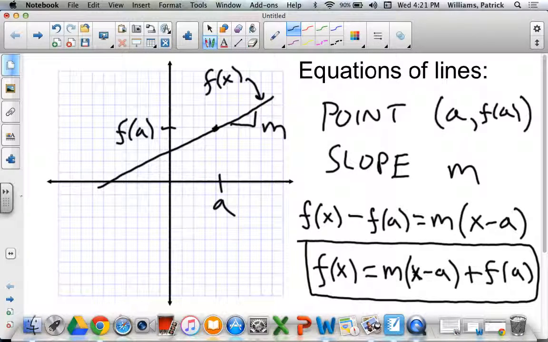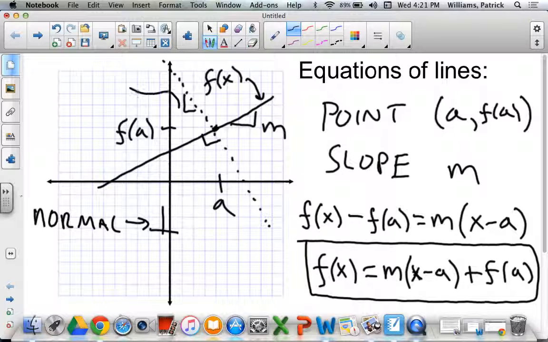Now let's pretend instead that I want the equation of a line normal to a curve at this point. Now remember the word normal, what does that mean? Well, normal in math speak means perpendicular, okay? So if we want an equation for a line perpendicular right here, the slope of this line is given by what? Well, you might remember this is the negative reciprocal, so this slope would be -1 over m.